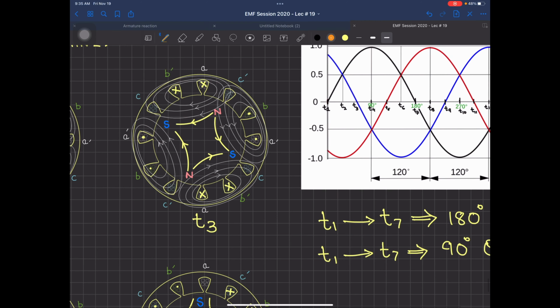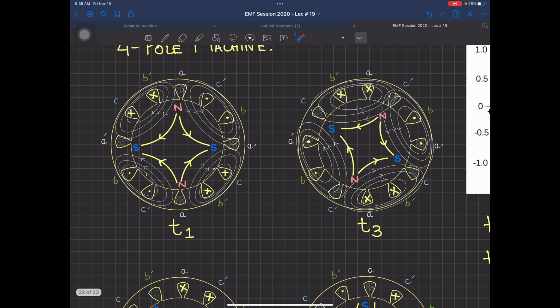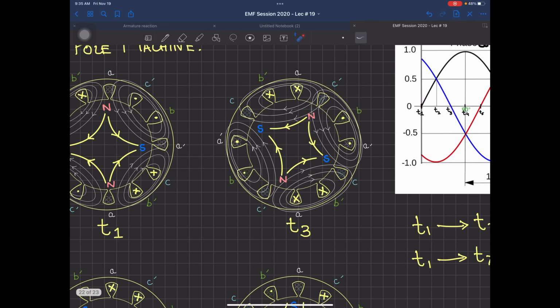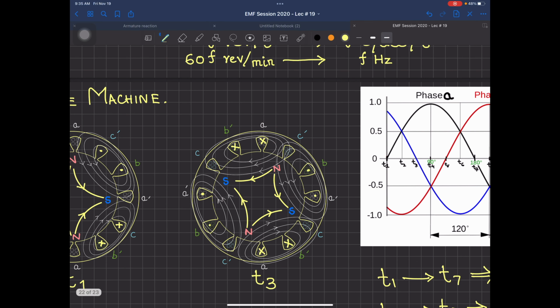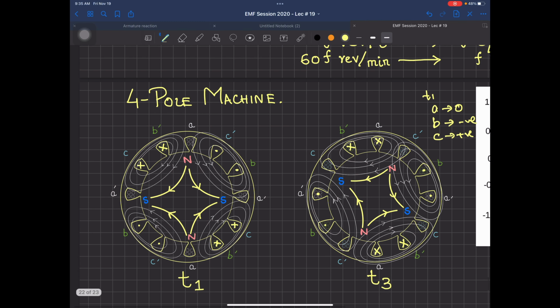because it can save time. So I'm only going from time t1 to time t3. What is the angle traversed? 30 plus 30, 60 degrees. Now let's see for time t1. At time t1, what is the value? Let me write it down also. At time t1, my A phase is 0, B phase is negative, and C phase is positive. So now let's apply this over here.